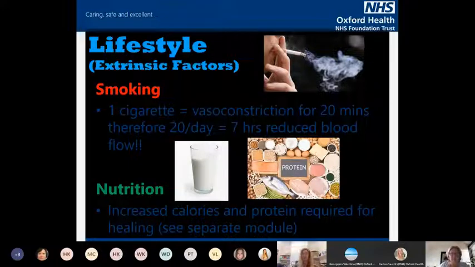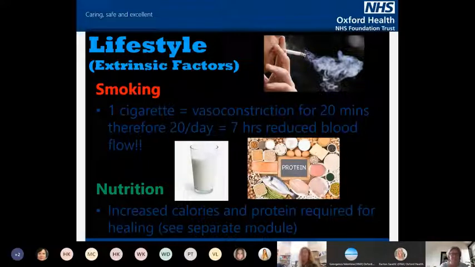Lovely, thanks, Penny. Okay, so Penny's gone through a bit of the intrinsic factors, so looking at what's going on inside the patient's body with chronic diseases and medications. Like we said, don't get too hung up on intrinsic versus extrinsic, but the things that I'm going to be talking about in the next few slides are the extrinsic factors, so patient choice really, things like their lifestyle, which we're going to start with.